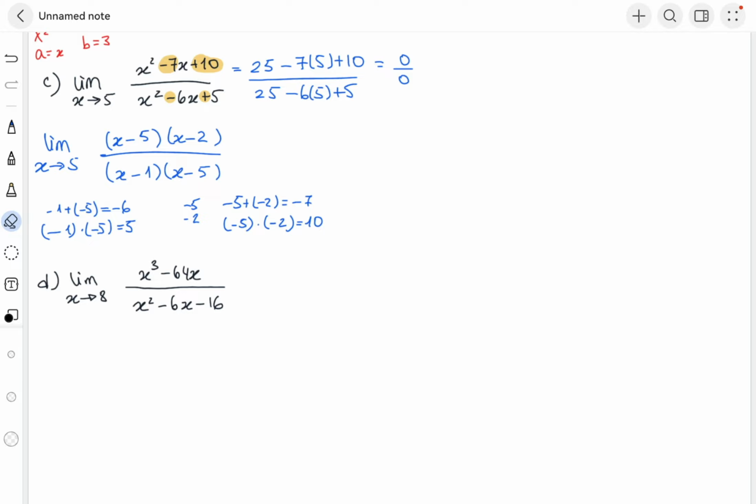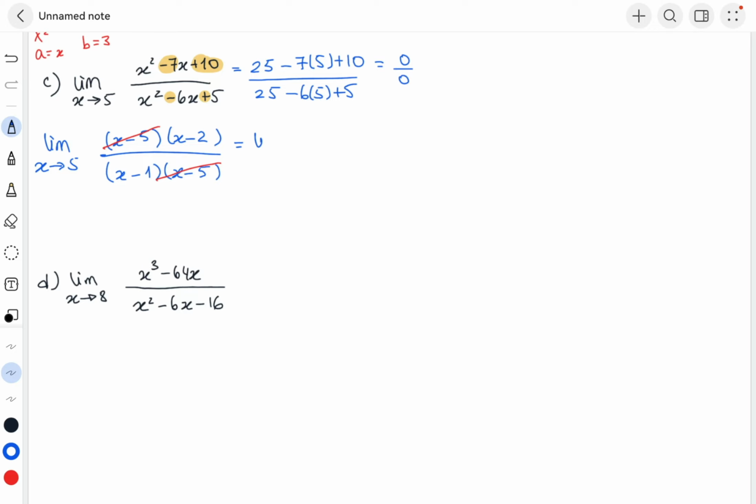Now, we can check if we can eliminate anything from the numerator and the denominator. And of course we can. We can remove the x minus 5 and x minus 5 together, where we will be left with limit as x tends to 5 of x minus 2 over x minus 1. Since we cannot eliminate anything anymore, we just replace x's. We'll have 5 minus 2 over 5 minus 1, giving us 3 over 4 as our final answer.